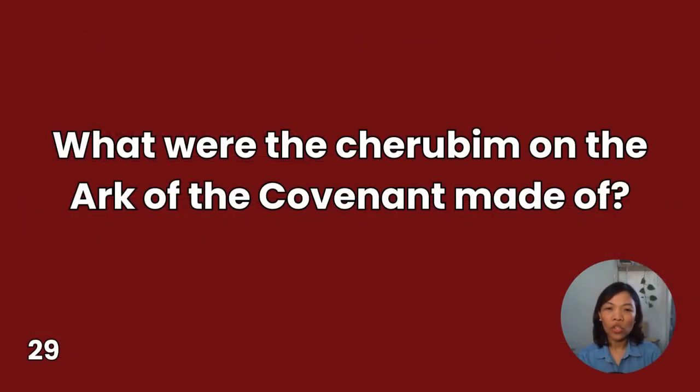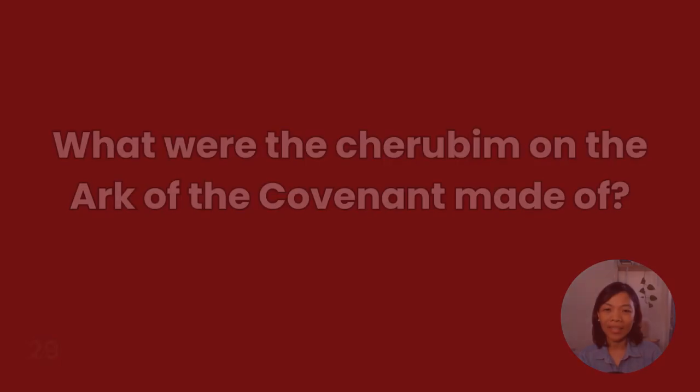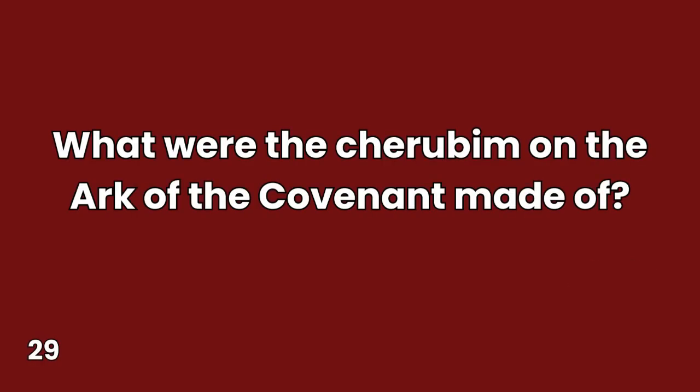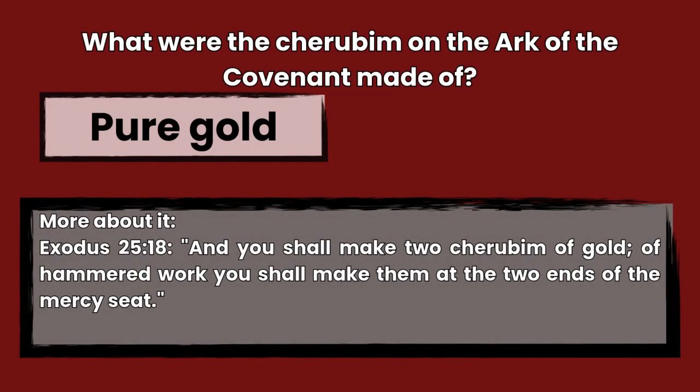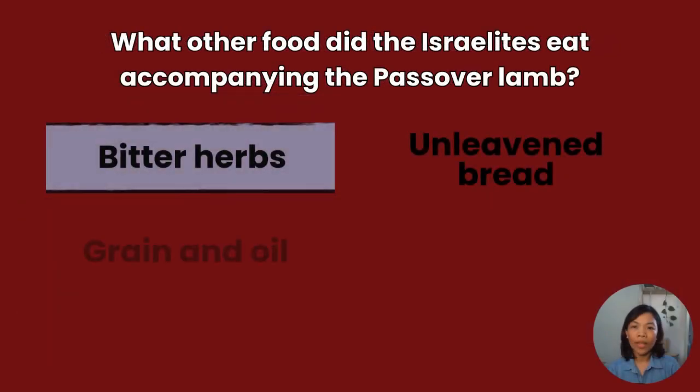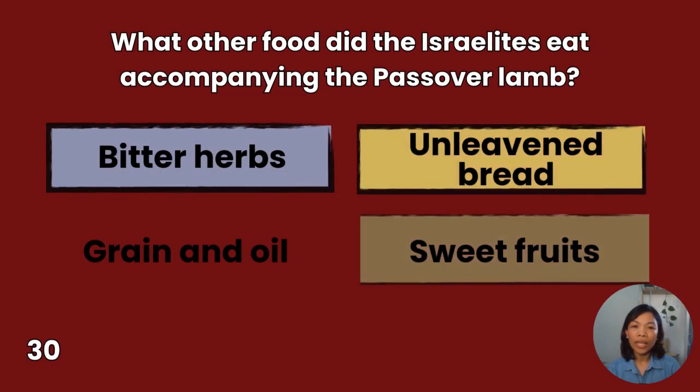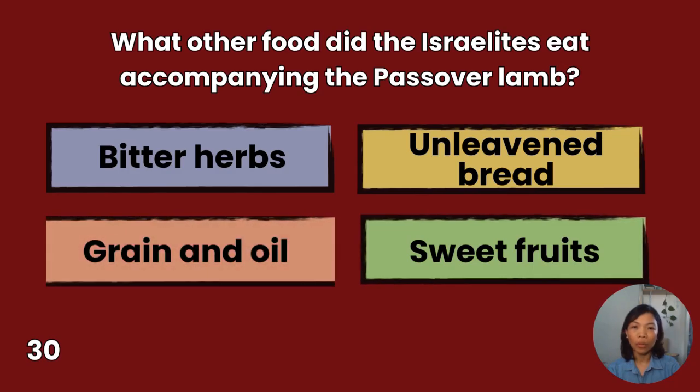29. What were the cherubim on the Ark of the Covenant made of? You have 10 seconds to answer. The answer is pure gold, Exodus 25:18. And you shall make 2 cherubim of gold, of hammered work you shall make them at the 2 ends of the mercy seat.